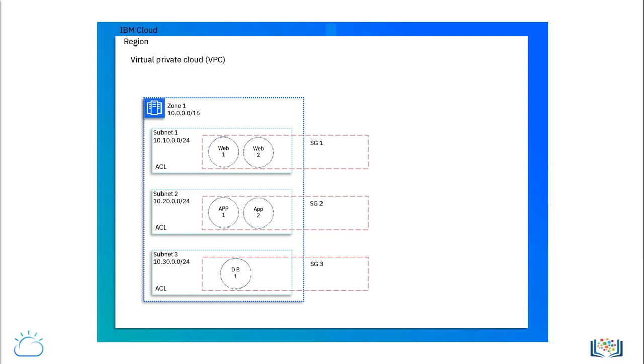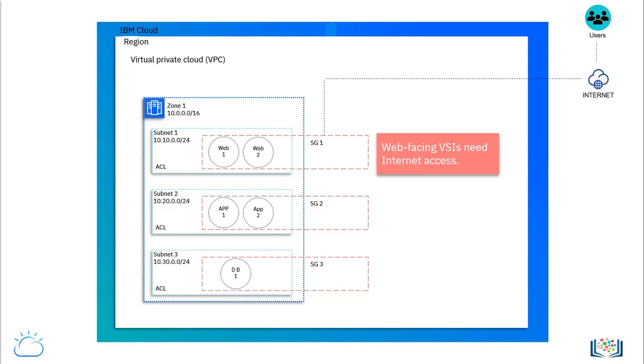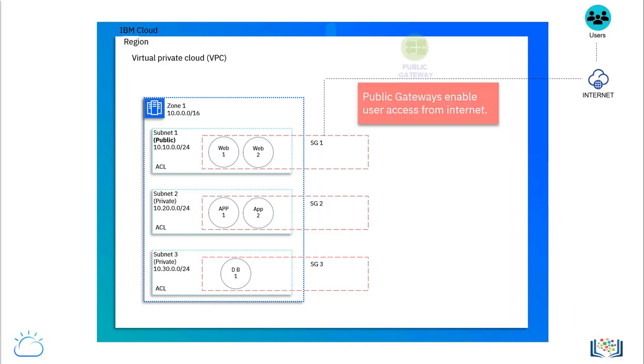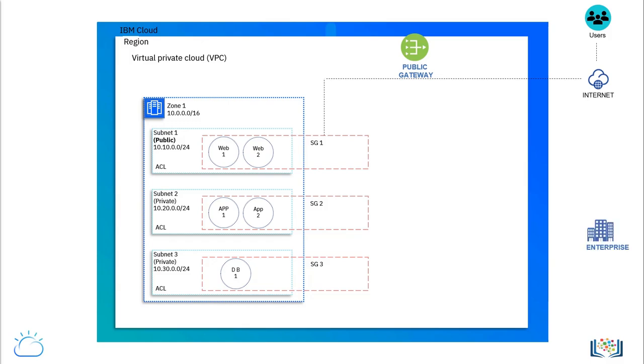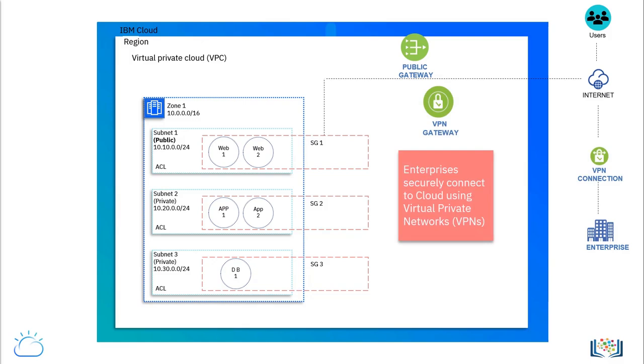It goes without saying that the web-facing VSIs need internet access. A public gateway instance is added to the network to enable users access to the application in the internet tier. While public gateways are great for internet access to the cloud, enterprises are interested in extending their own on-premises resources to the cloud by securely connecting them using virtual private networks, or VPNs.